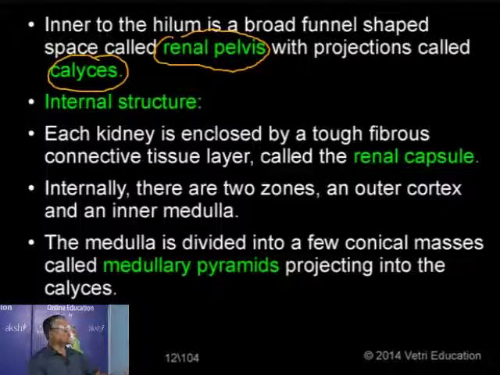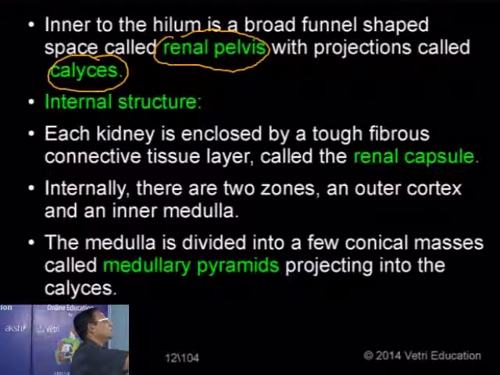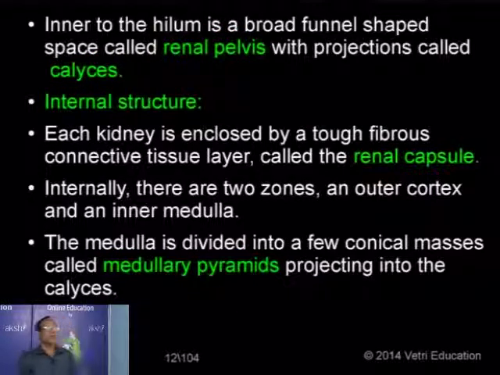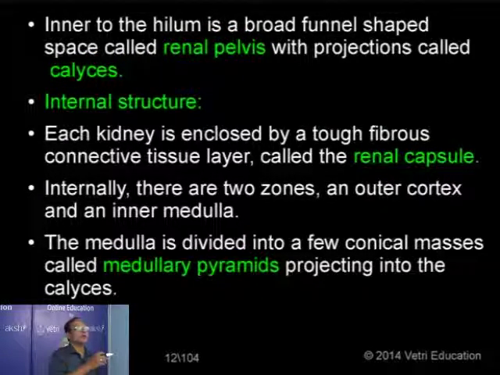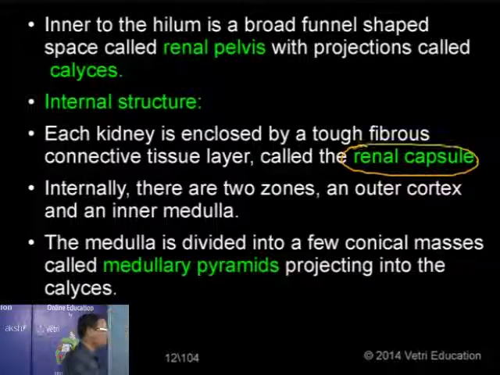Now what about the internal organization? There are three main structures in the kidney normally. The entire kidney is covered by a fibrous connective tissue, forming a thick capsule. Overlying it we have the adipose tissue, which keeps the kidney warm for keeping its function normal. So each kidney is enclosed by a tough fibrous connective tissue, and that together forms what is called the renal capsule. This is number one.